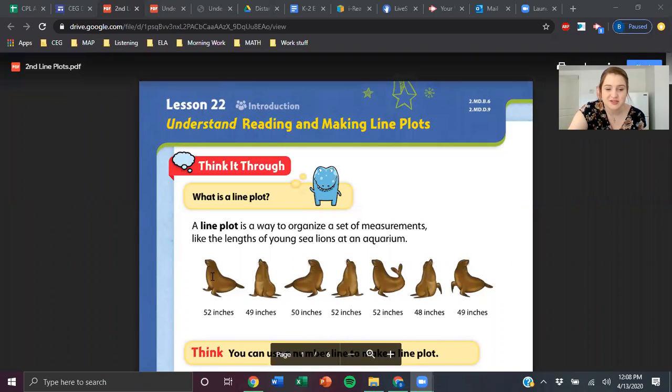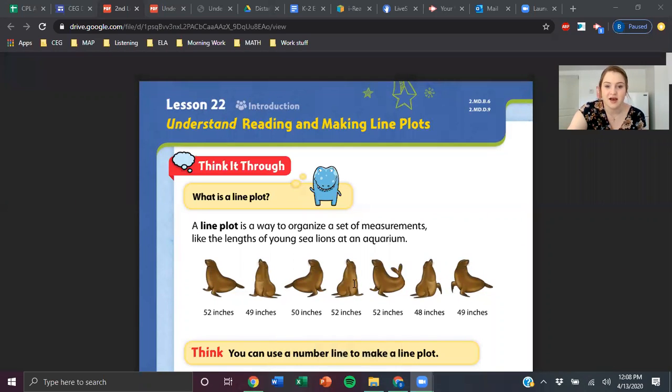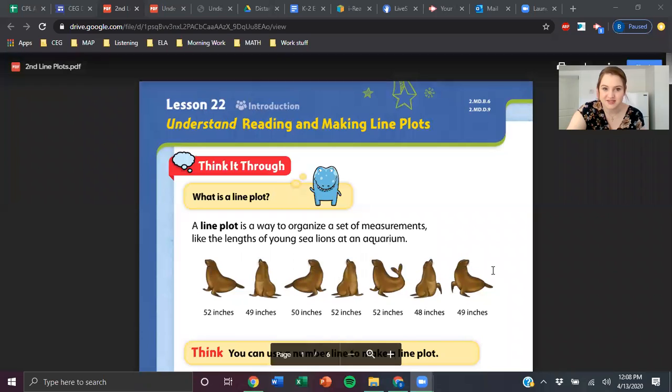So here you have pictures of sea lions, and underneath each sea lion, it tells you how long they are. For example, this sea lion is 49 inches. This one in the middle here is 52 inches.